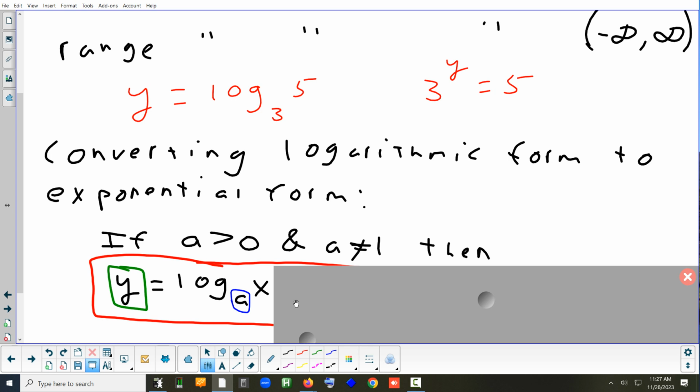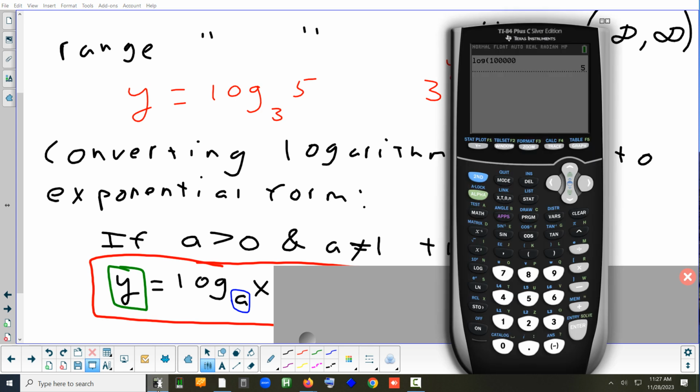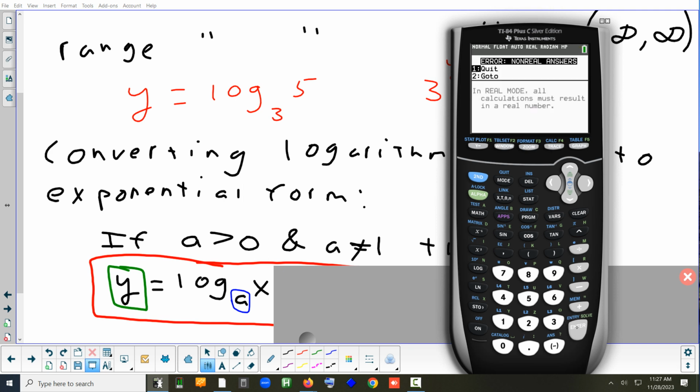So one thing we have to remember with logs is the domain is from 0 to infinity. The log did not go in the negative part of the x-axis. And that's because if you try to take the log of a negative number, it doesn't say you can't do it, but what does it say is happening? No real answer. Which means what? It's imaginary. So you can take the log of negatives, but it's imaginary, and we're not dealing with that. Now, that was the log of a negative number.